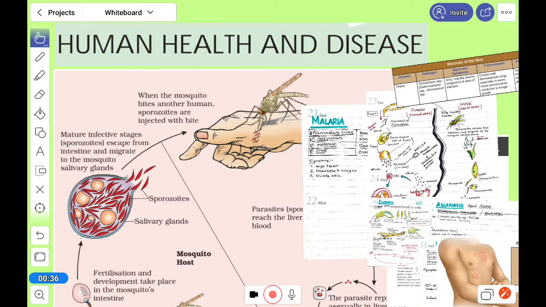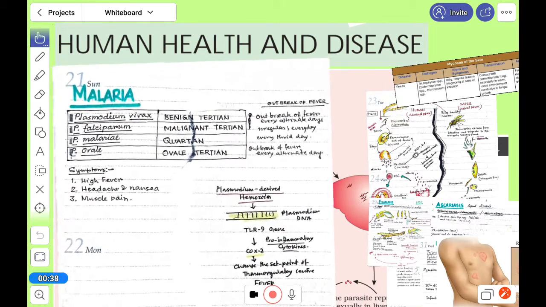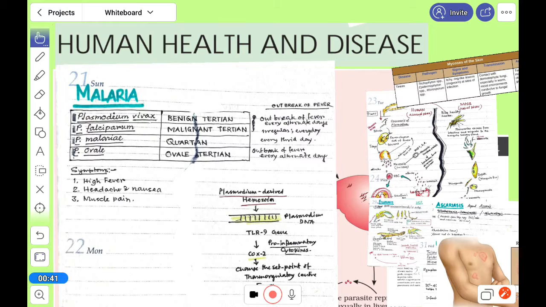Malaria here, you can see the causative agent is the protozoa Plasmodium: Plasmodium vivax, Plasmodium falciparum, malariae and ovale. They will create different types of disease. The benign type is Plasmodium vivax. It means the fever is there, and after that it is cured. Falciparum is sometimes the malignant type, it is fatal.